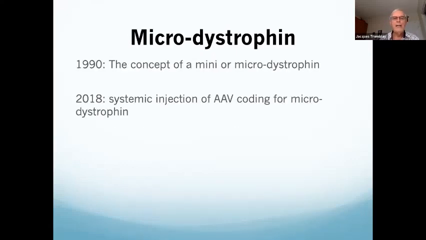This concept of making a mini-dystrophin or a micro-dystrophin was initially thought about in 1990. This was because they observed that a Becker patient that had more than 50% of the dystrophin gene missing had been walking with a cane until the age of 65. So they realized that it's not necessary to have the complete dystrophin gene. We can remove some part and still have something functional.